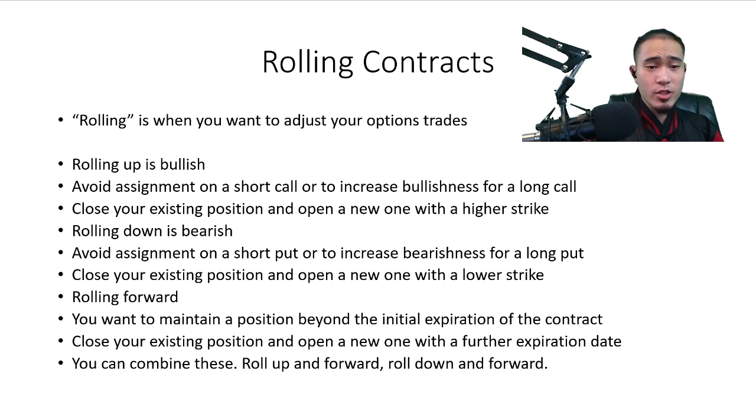Rolling down is bearish. You do this when you want to avoid assignment on a short put, or you want to increase bearishness for a long put. And you do this by closing out your existing position and opening up a new one with a lower strike price. Then there's rolling forward. You do this when you want to maintain a position beyond the initial expiration of the contract. To do this, you close your existing position and you open a new one with a further expiration date. And you can combine rolling up or rolling down with rolling forward. So you can roll up and forward or roll down and forward.